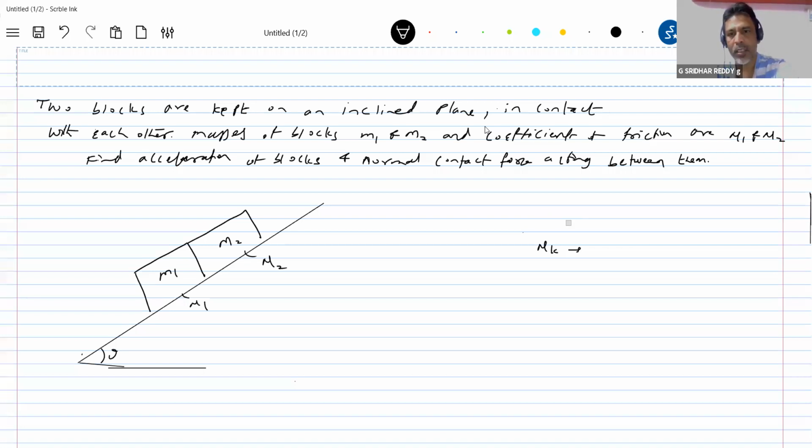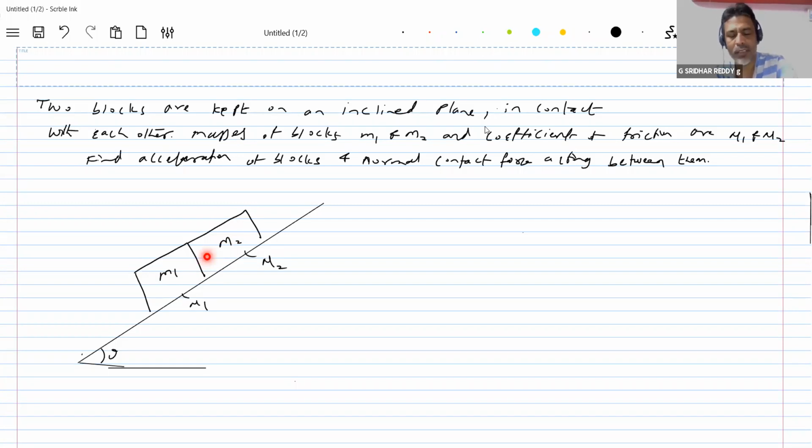Okay, now the question: two blocks are kept on an inclined plane in contact with each other. The masses of the blocks are m1 and m2 and the coefficients of friction are mu1 and mu2 respectively. Find the acceleration of the blocks and the normal contact force acting between them.